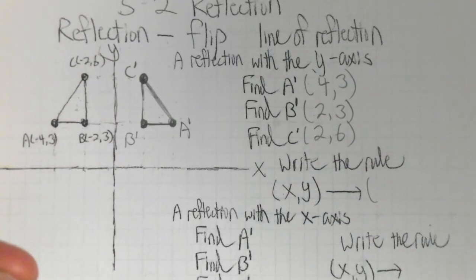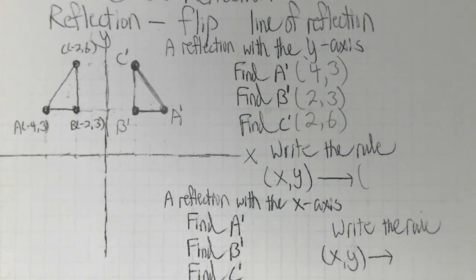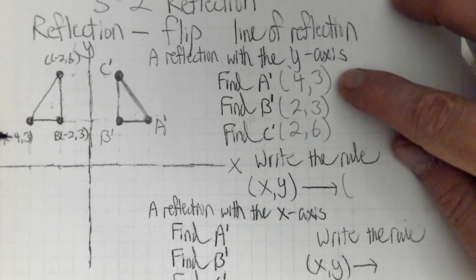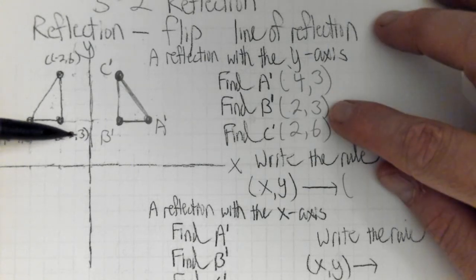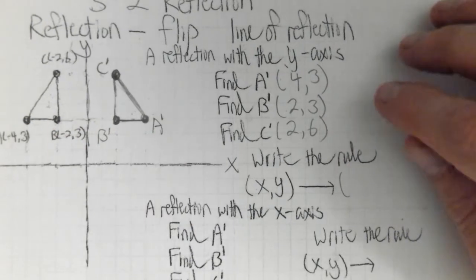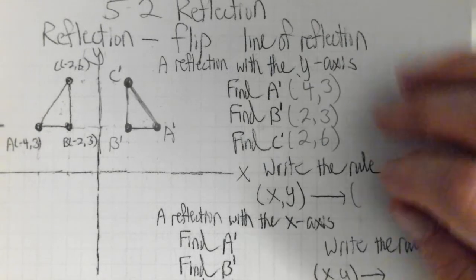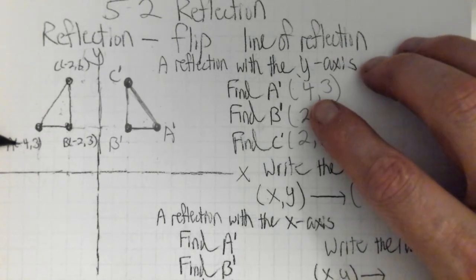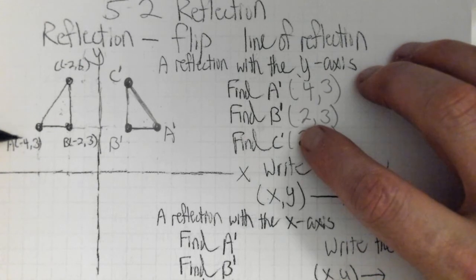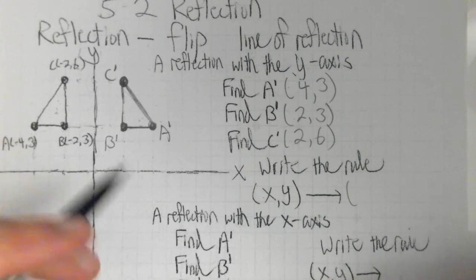It's not just adding a certain amount. But let's take a look at the numbers and see if we can establish some sort of a pattern here. Look at the first point, -4, 3. Look at the prime point, 4, 3. Look at this, -2, 3, 2, 3. Look at this, -2, 6, 2, 6. Can you now see what's happening here? I think after that you can kind of see what the pattern is. The x is changing sign. -4, +4. -2, +2. -2, +2. So the x number is changing sign.